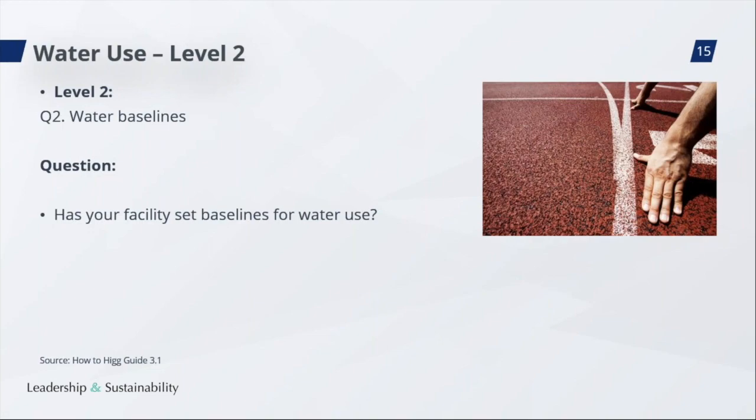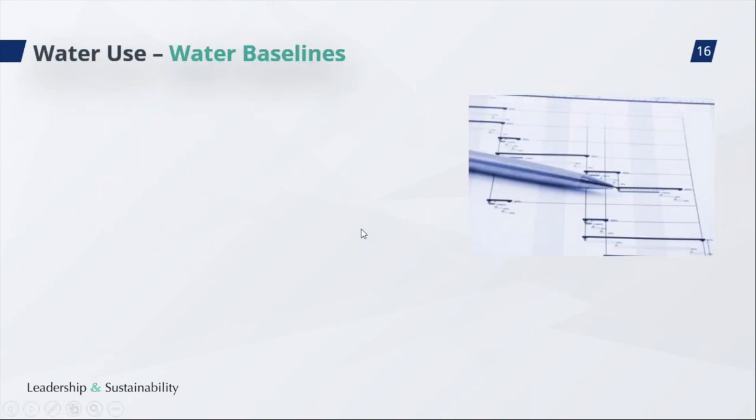And also during the verification, we will ask you to explain how your baseline was calculated. Was it absolute or normalized? We will also have a look at the unit of measure, and we will check this. So currently in the Higg.org platform, the drop-down list contains unit of measures only for absolute baselines, unfortunately. But you can still add normalized values and describe how the baseline was calculated. So let's have a look at water baselines.